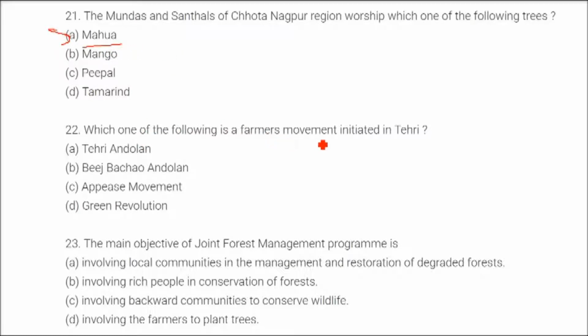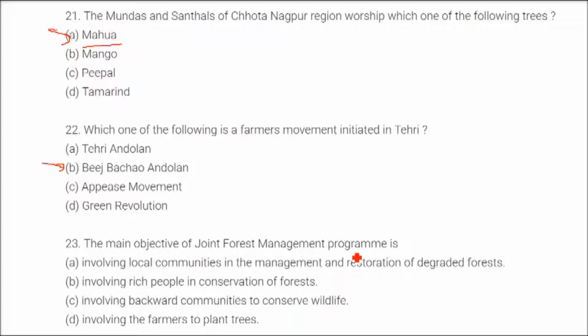Which one of the following is a farmers movement initiated in Tihri? Tihri is in Uttarakhand. You might have heard about the Tihri Dam project also. The answer is Bij Bachao Andolan.